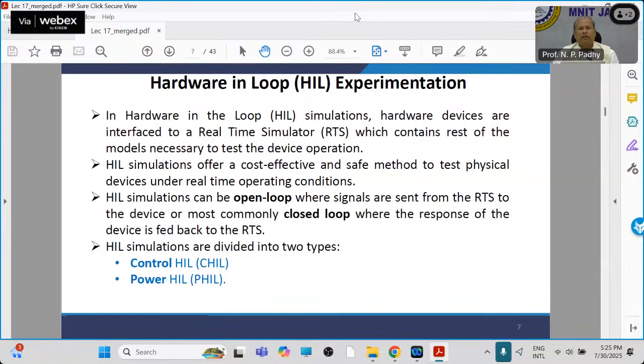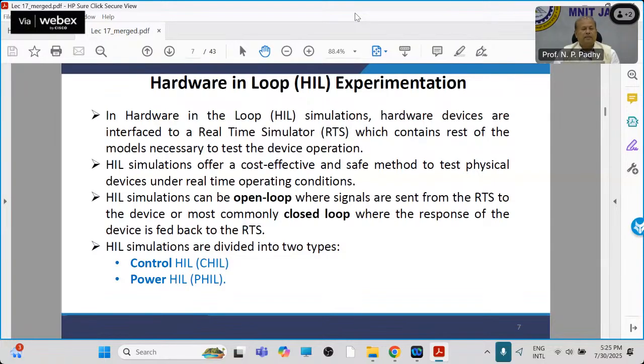This is a very, very important concept. I request all of you to please pay attention to this area, because almost all of us are reading about hardware in loop simulation for the first time. As I told you, there are two types. One is control HIL, and the second one is power HIL. Control HIL is popularly known as CHIL, and power HIL is known as PHIL.